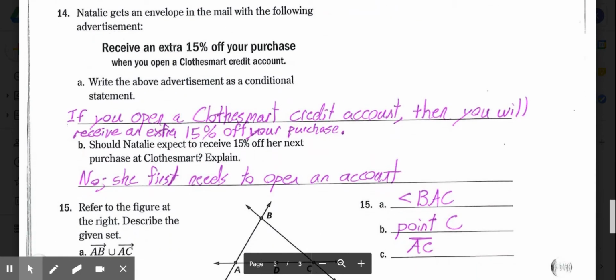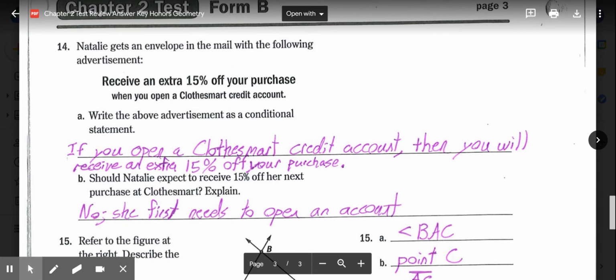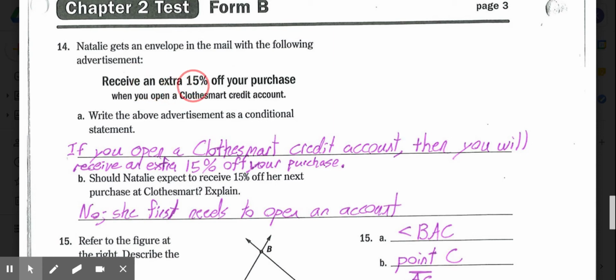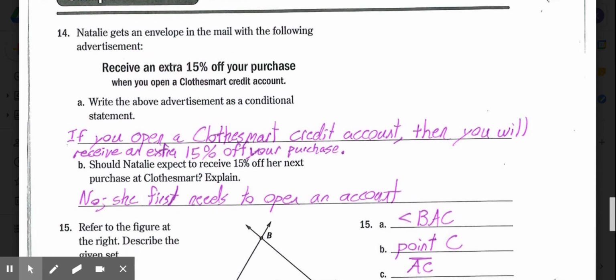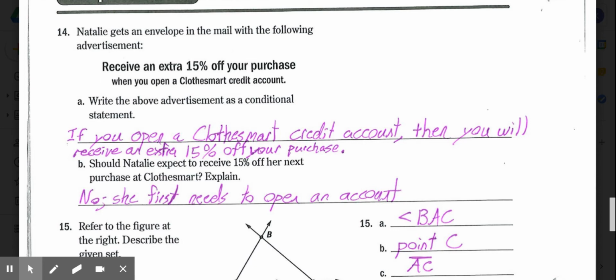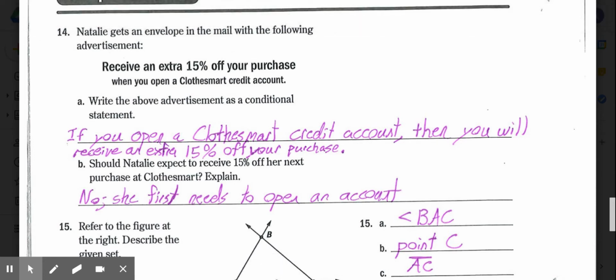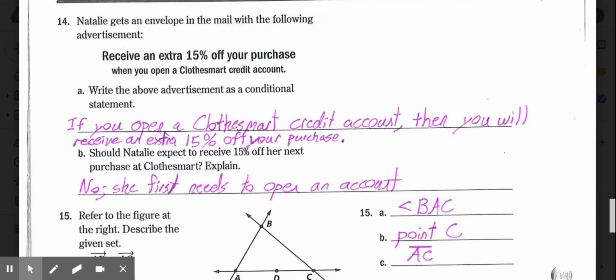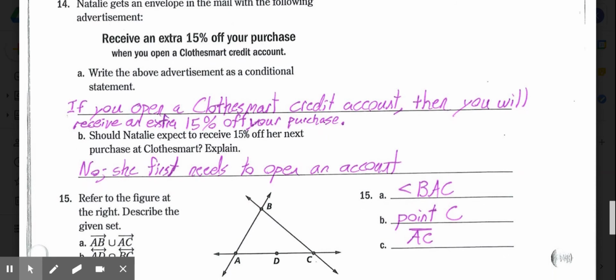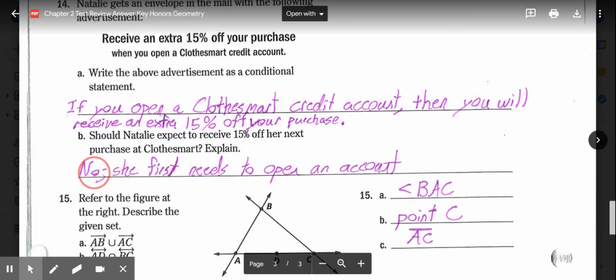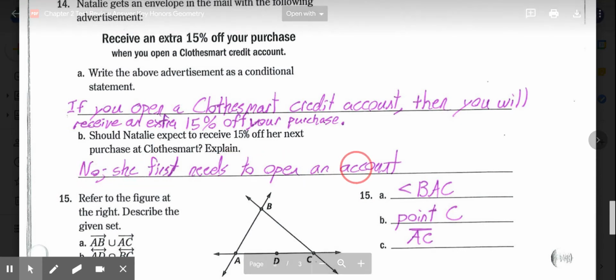Now in 14, it says, Natalie gets an envelope in the mail with the following advertisement. Receive an extra 15% off your purchase when you open a CloseMart credit account. So write the above advertisement as a conditional statement. If you open a CloseMart credit account, then you will receive an extra 15% off your purchase. Should Natalie expect to receive 15% off her next purchase at CloseMart? Explain. No, she should not automatically expect that because first she needs to open a credit account.